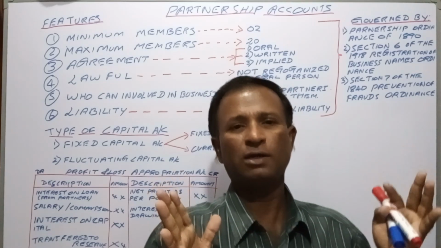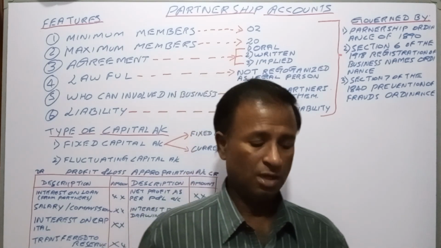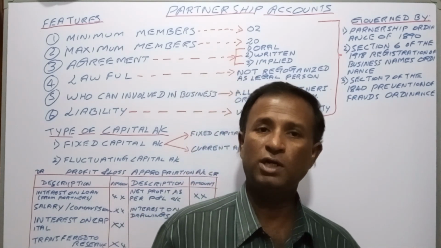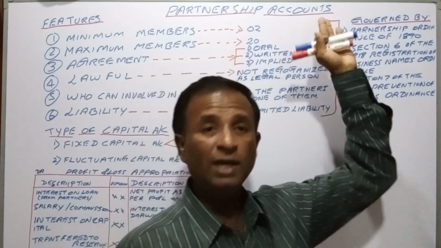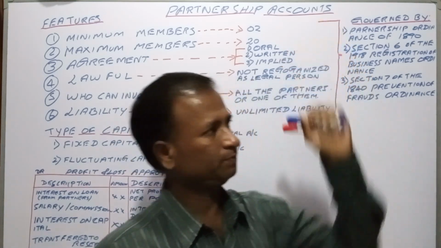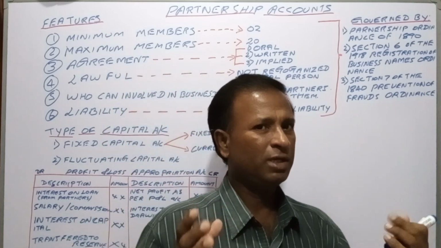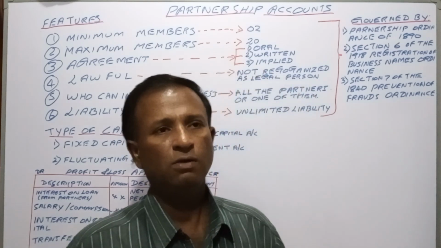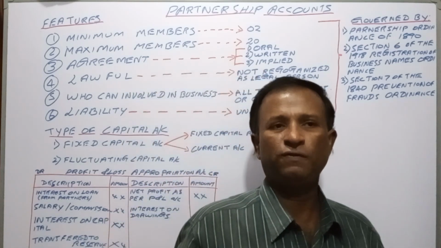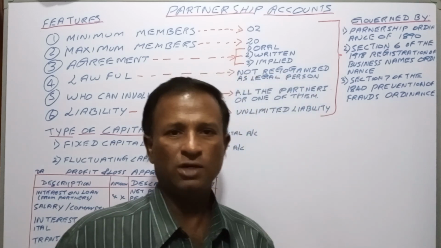Maximum you can contain 20 partners only. The maximum number is 20. Only 20 people can be accommodated in the partnership. A question may arise: what about if 21 people are there, or more than 21 people?